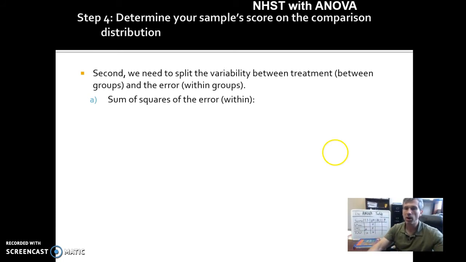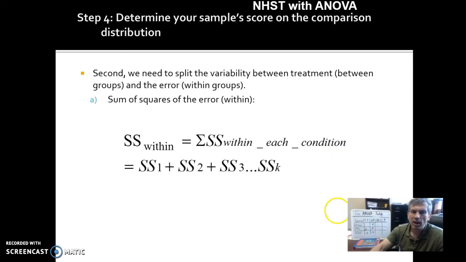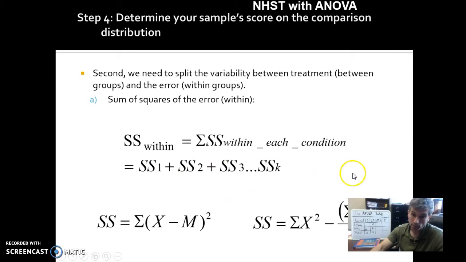Again, that'd go in this little box here. And all that we're doing here is using that same sum of squares formula, but doing it separately for each condition. So just for the people in group 1, just for the people in group 2, just for the people in group 3, and so on, and then we add them up. You're basically using this formula. Here's the computational formula I recommend, but here's that definitional formula if you want to use it.